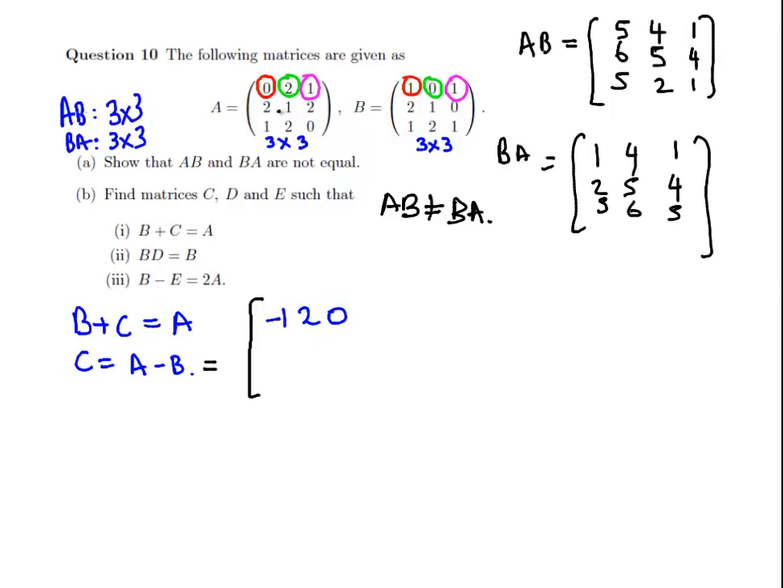So that's how we perform matrix subtraction. We just subtract the corresponding values. So 2 minus 2, that gives us 0. 1 minus 1, that gives us 0. And 2 minus 0, that gives us 2. I'm using the same columns here just underneath now. 1 minus 1 is 0. 2 minus 2 is 0. And 0 minus 1 is minus 1. So that is what C is equal to. So that there is C.